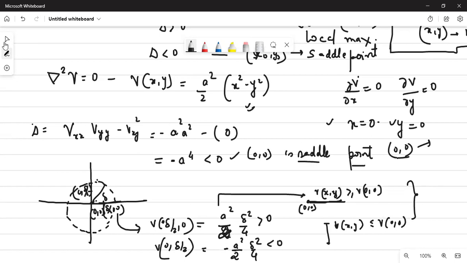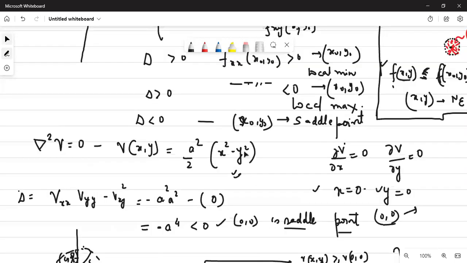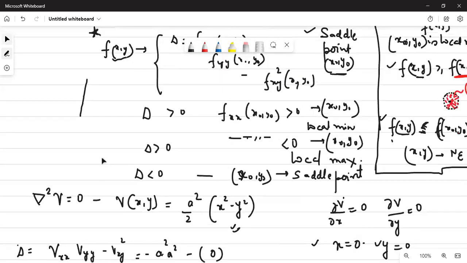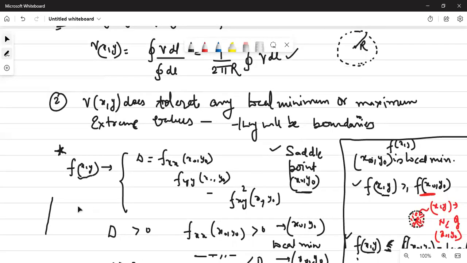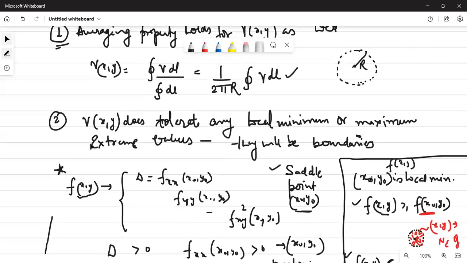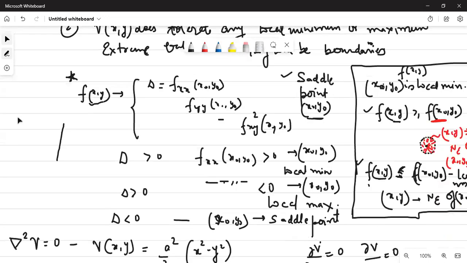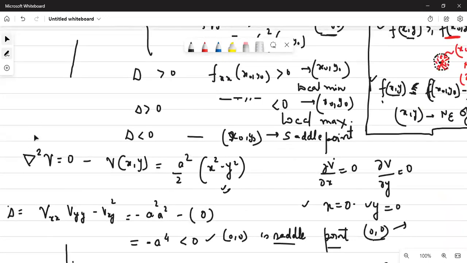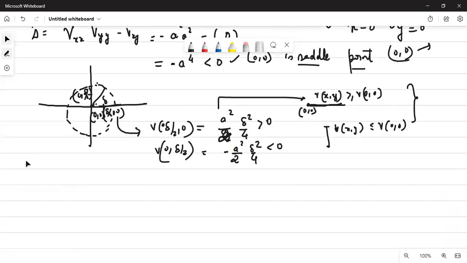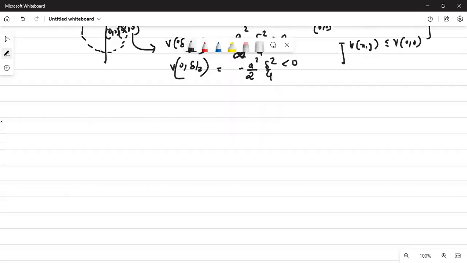But overall, understand this particular thing: a square by 2, x square minus y square, happens to be the solution of Laplace's equation. I'm not giving you a proof, but I'm just trying to relate with certain things that this does not tolerate any local maximum or minimum. Rather, if at all the extreme values occur, they will always occur on the boundaries. And these boundaries will be known from the physical context. Let us take one such physical context: a coaxial cable, or you can say cylindrical capacitors.